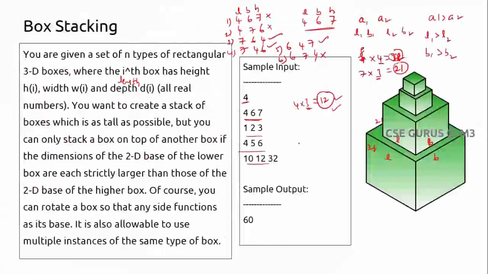So the complexity when you use longest increasing subsequence, you will get as big O of n square for this one. So like this we need to solve the box stacking problem.